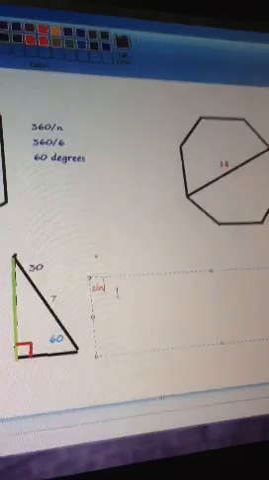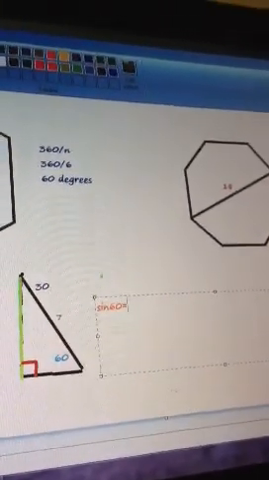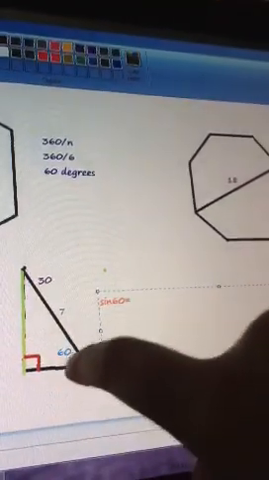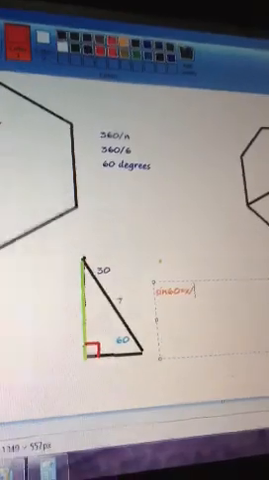Okay. So the sine of 60 equals opposite over hypotenuse. So x over 7. And then I'm going to see if this computer calculator has it. That's the equation I'm using.